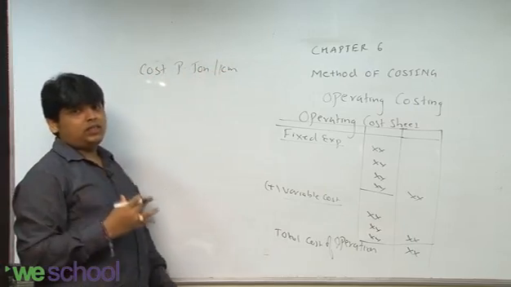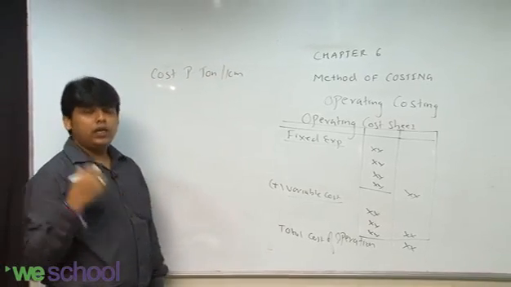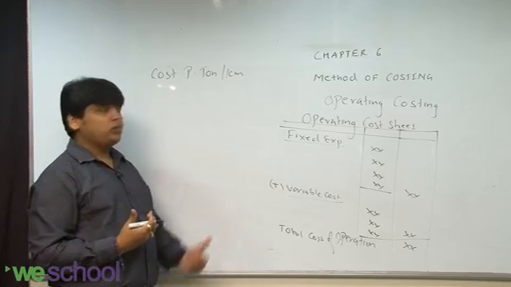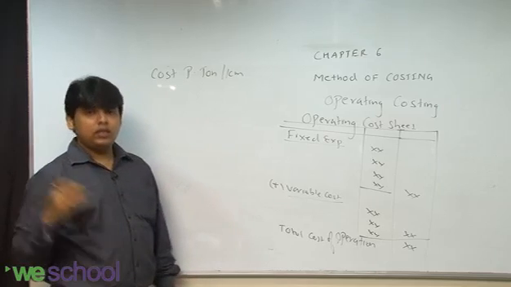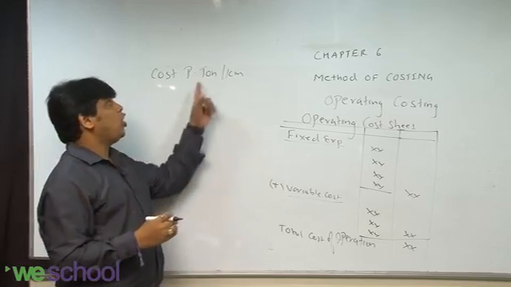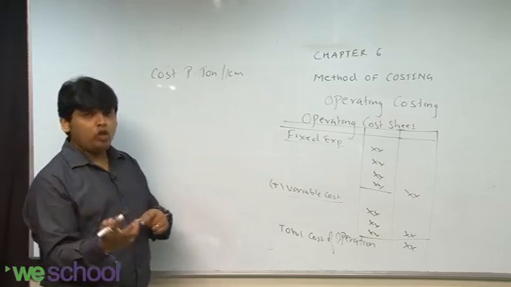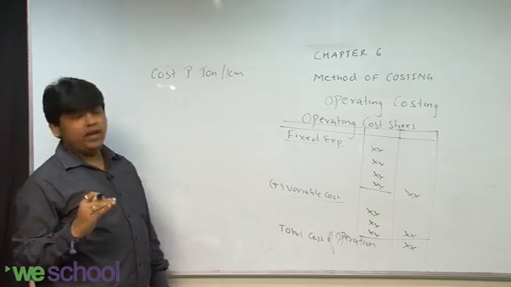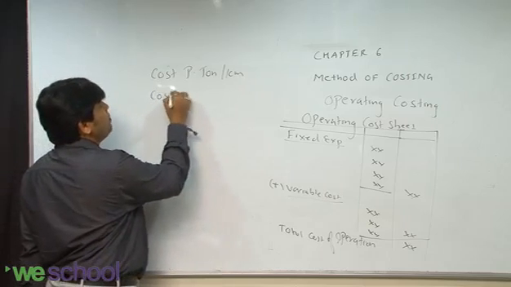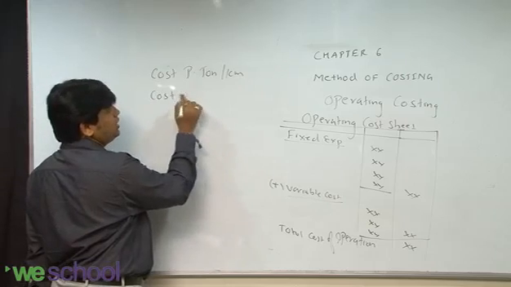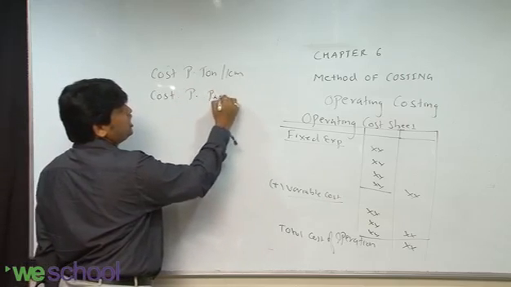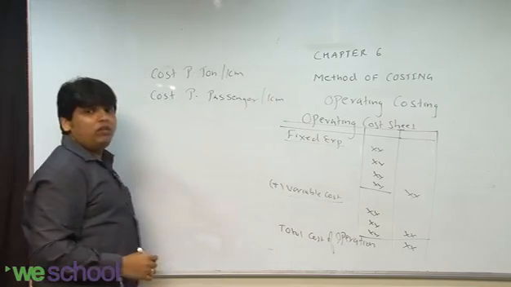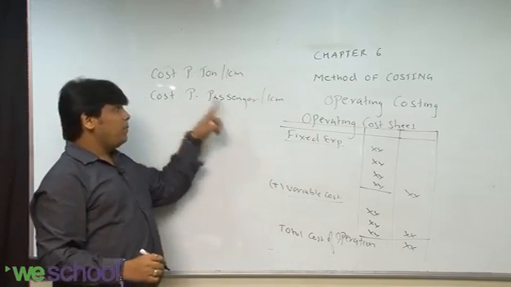Because if I am talking about a transport company, Mr. Mika Singh, he is having a transport company, he is having 200 trucks, right? So he will be charging cost per ton kilometer, kilometer as well as the tons which are carried by his vehicle. Then if I am talking about the BEST bus, they will charge cost per passenger kilometer.